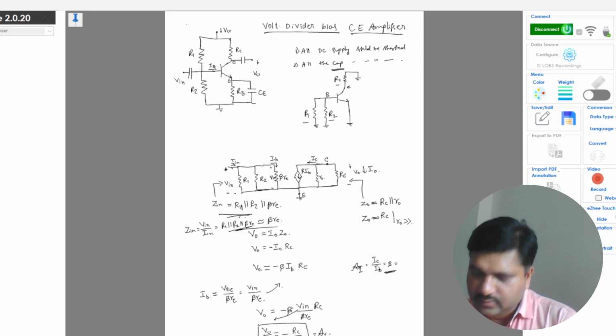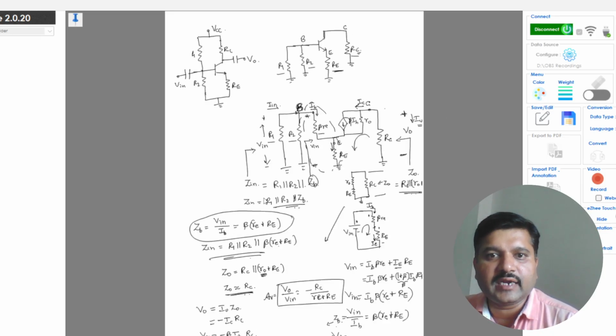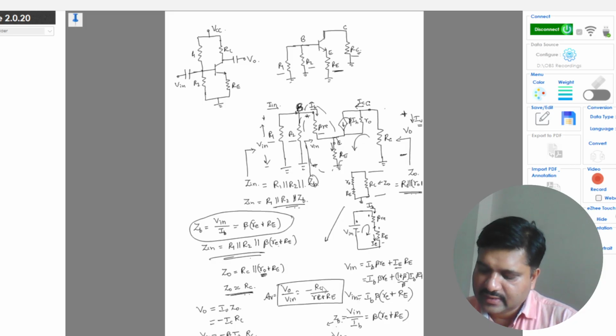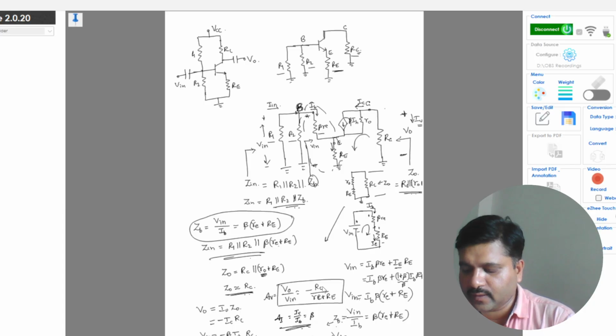So this is the difference between with bypass capacitance and without bypass capacitance. What is the change? The input impedance has increased and also the gain has been reduced, whereas the current gain will remain the same. Ai is equal to the output current by input current, which is equal to beta. So this itself will be the current gain.